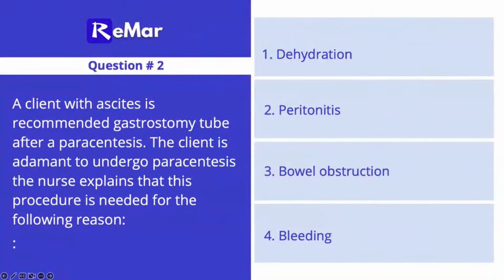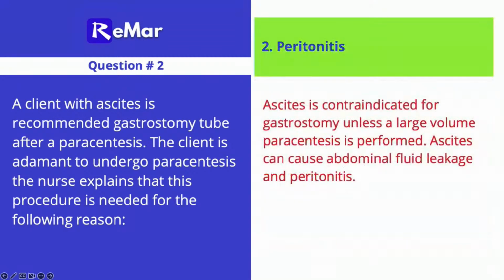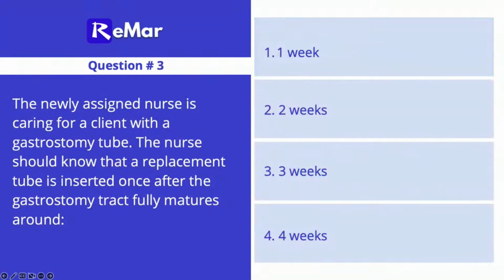And if this question confused you, I'm glad you're here today, because we are going to be learning about the connection to nursing priorities. It's not easy to be a nurse, but it is worth it. Okay, so peritonitis, I have to move on. The newly assigned nurse is caring for a client with a gastrostomy tube. The nurse should know that a replacement tube is inserted once the gastrostomy tract fully matures around, is it 1 week, 2 weeks, 3 weeks, or 4 weeks?